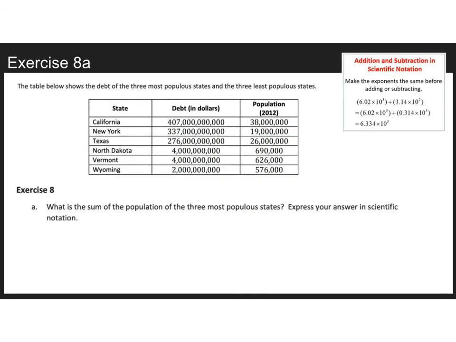Alright, we're going to continue with the same table. This time we're going to talk about the populations over here instead of the debts. It says, what is the sum, so we're adding, of the population of the 3 most populous states? So we're adding these 3 numbers right here. Right, the first thing I want you to do is please write them in scientific notation down below.